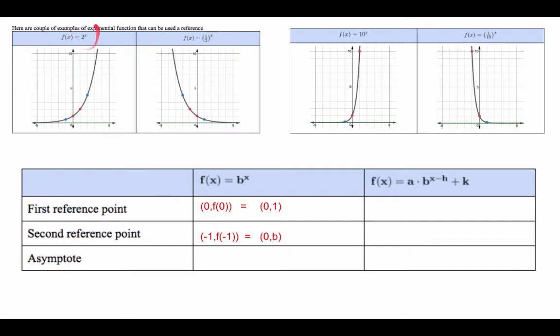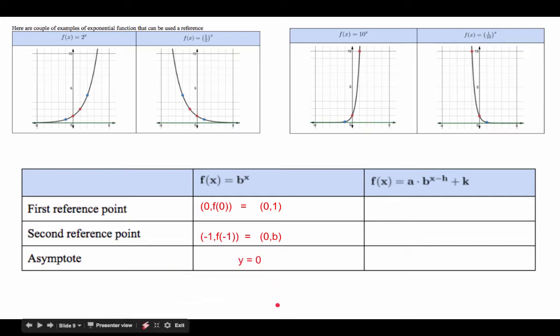In the case of when the base is bigger than 1, such as f of x is equal to 2 to the x, if you plug in 1, you'll get 0, b, and the b will be 2, right? So in our case, for the base being between 0 and 1, we always plug in 0 and -1, okay? The asymptote was equal to 0.